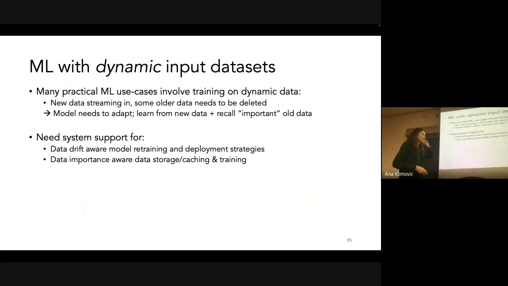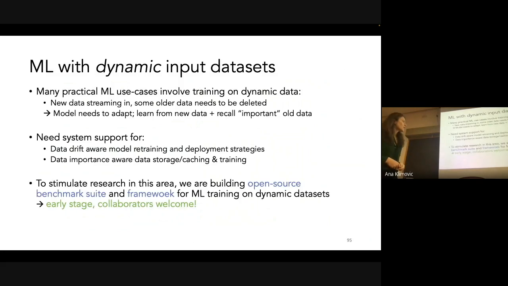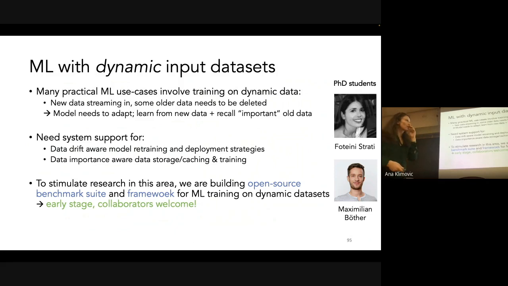And I think there are a lot of interesting systems opportunities to build data importance aware caching strategies, training strategies, and to detect when you have drift and how you need to adjust your model. Some of the things we're doing are building an open source benchmarking suite and framework. This is still in the very early stages, but two PhD students in my group, including Fatini, who's here, are working on this, and we'd be happy to chat more about that.